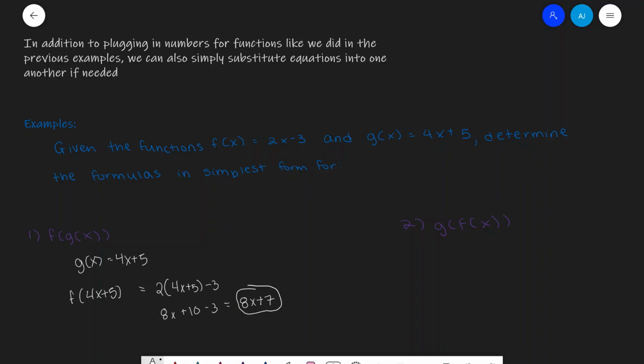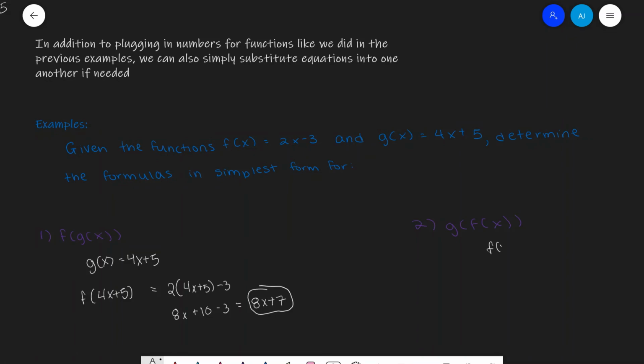Alright, so just like last time, we know that f of x is equal to 2x minus 3. So we can substitute that into the equation to find what this equation is. That would be g of 2x minus 3, where we substitute 2x minus 3 for every x. So that would equal 4 times 2x minus 3, plus 5. Now if we distribute the 4, we get 8x minus 12 plus 5. Combining like terms gets us 8x minus 7, and that is your final answer.